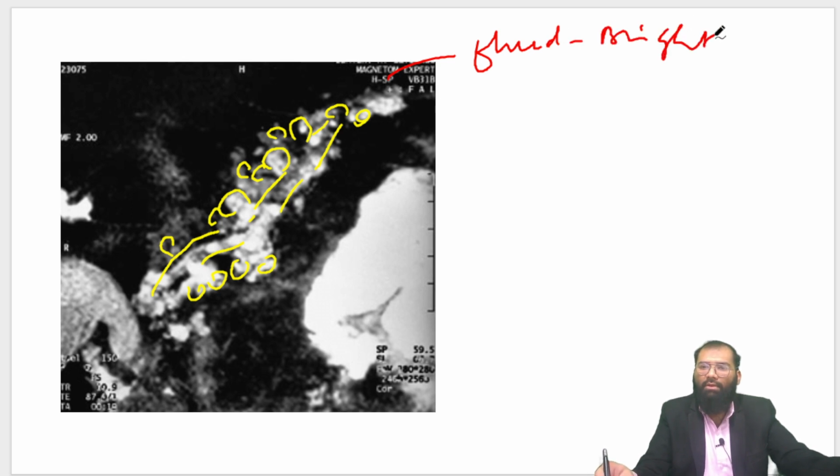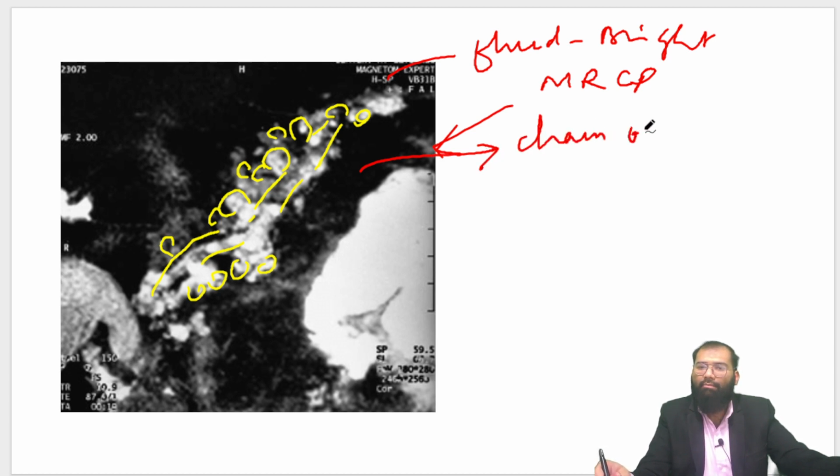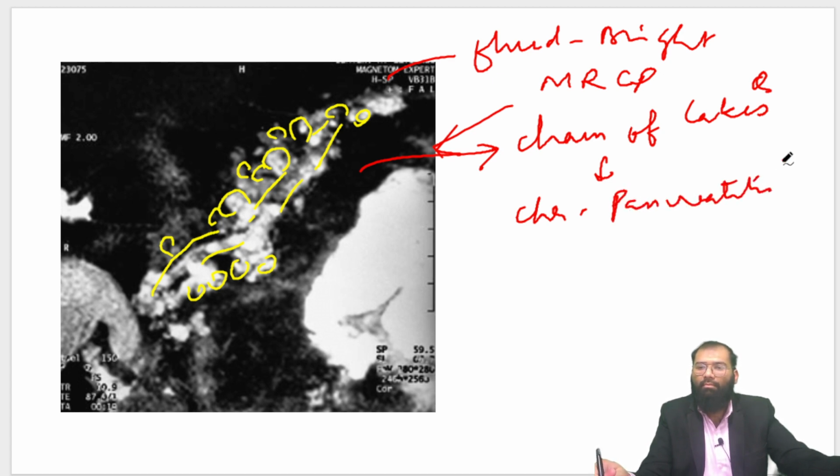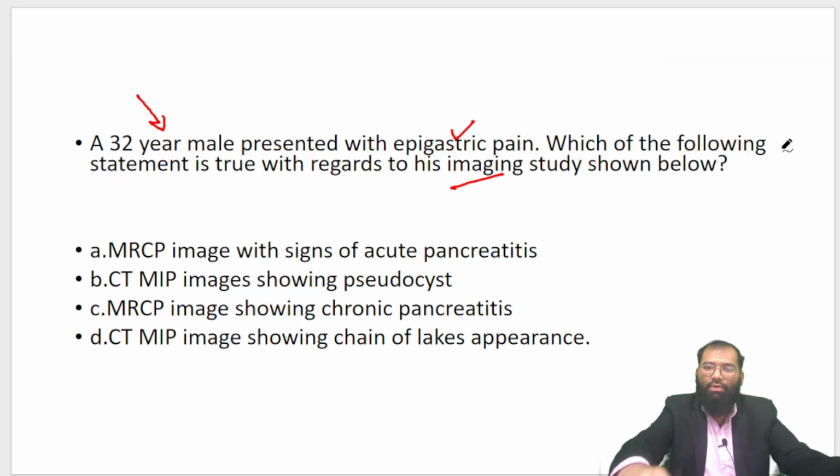So this is a case of MRCP. This is the MRCP sequence of MRI, and here you are able to see a special appearance which is called chain of lakes appearance in the pancreas, which is classically seen in case of chronic pancreatitis. So here you have an MRCP image which is showing chronic pancreatitis.